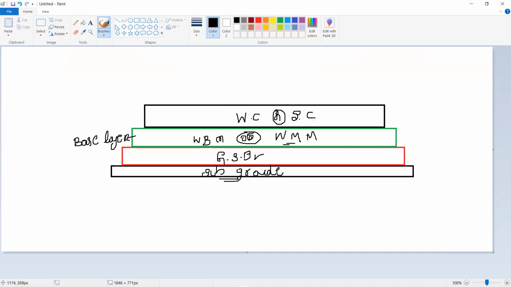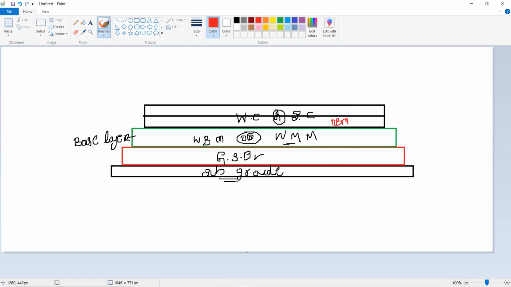For the construction of the wearing course or surface course, we use bituminous mixture. That means aggregate and bitumen are mixed together at a certain temperature, and that bituminous mixture is used on this top layer. Again, this top layer is divided into 2 layers. This layer you can call it DBM.